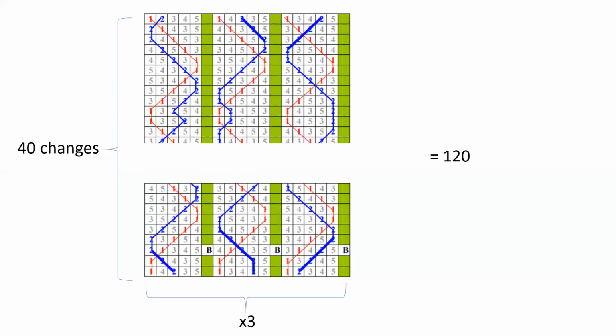So by introducing one different change, we managed to get to a lead of plain bob. 4 leads of plain bob gave us a course of plain bob, and introducing another change tripled it to become 120.